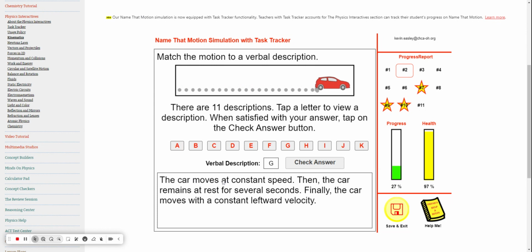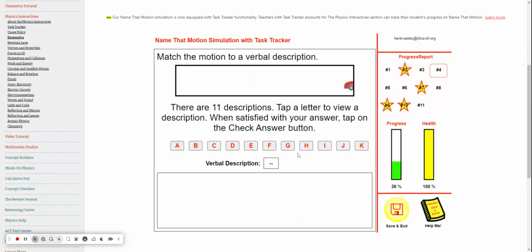This should say car moves at a constant speed to the right. But this is true too. It is going at a constant speed. In fact, that's correct. I'm going to end this video here. I've done a few of them. Look at those dots. The dots tell the story.